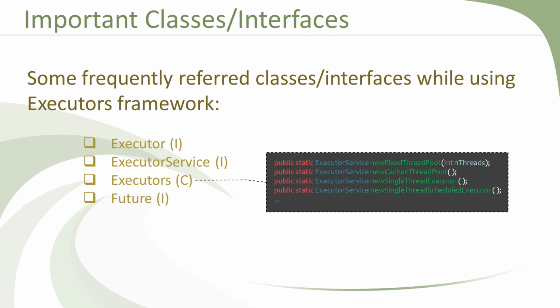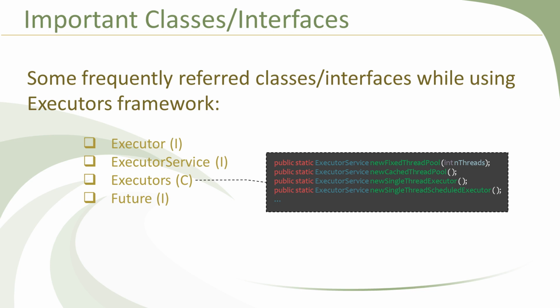For creating an ExecutorService backed by a fixed thread pool, you call the newFixedThreadPool method. It takes an integer parameter named nThreads that specifies the number of threads that you want in the pool. This means that at any time, at most nThreads number of tasks can execute concurrently.